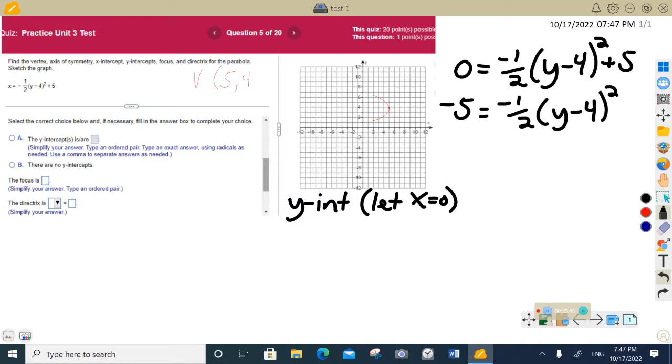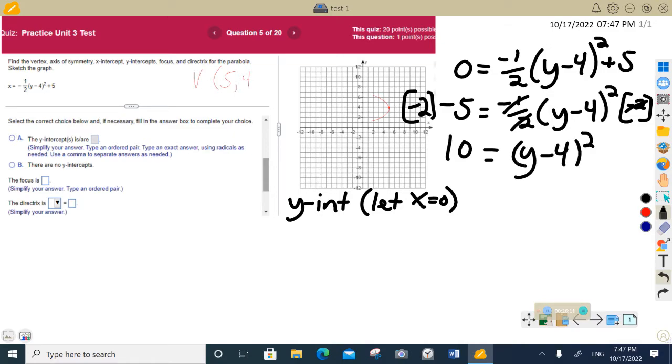Next, you want to get rid of times negative 1/2. So you're going to divide by negative 1/2. Dividing by negative 1/2 is the same as multiplying by the reciprocal, negative 2. Because negative 1/2 times negative 2 cancels. All right, so we got positive 10 equals (y minus 4) quantity squared. Oh, this should be fun. So we got to get rid of the square next. So we're going to take the square root of the left and the square root of the right. Now when you do this, it's not just going to be square root of 10, it's going to be plus or minus the square root of 10.